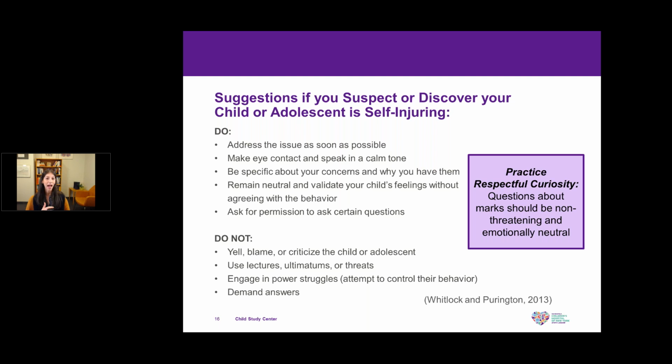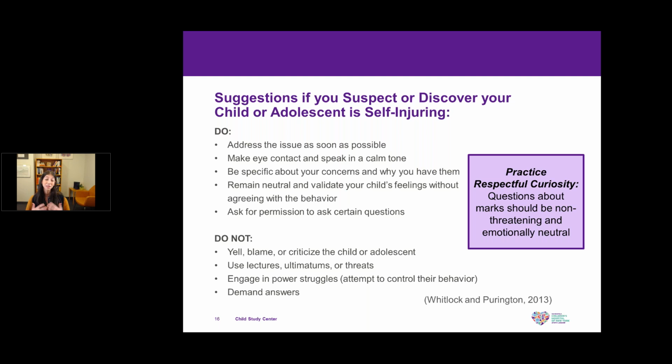Teens are really good at seeing through when adults are dancing around things or walking on eggshells. And it can be really important to make sure you're being direct and clear about why you have these concerns. Remain neutral and validate your child's feelings without necessarily agreeing with the behavior. So we can validate a person's feelings and what they're experiencing emotionally without necessarily agreeing with the use of self-injury as a coping mechanism. Ask for permission to ask certain questions. So you may say something like, I'm wondering if it's okay if I ask a few questions about why this works for you.